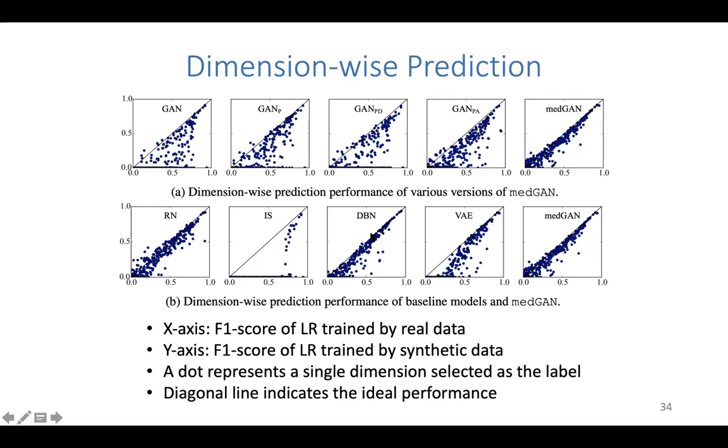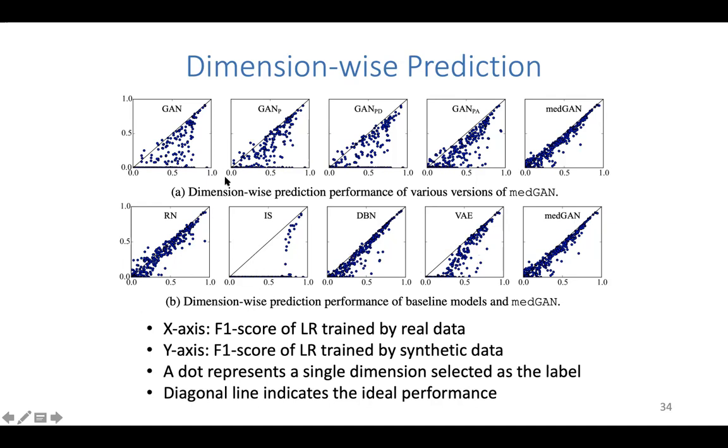DBN and VAE do pretty well, way better than IS, but VAE falls a little short compared to DBN, and compared to DBN, MedGAN does ever so slightly better. If you look at this area here, MedGAN is actually a bit more diagonal than DBN, at least in this region.